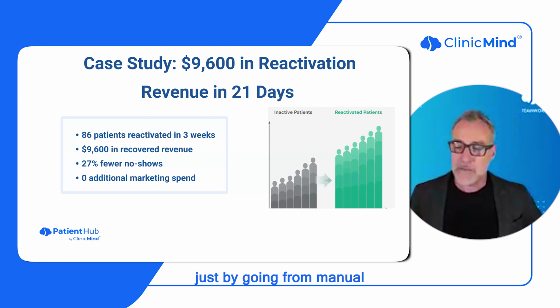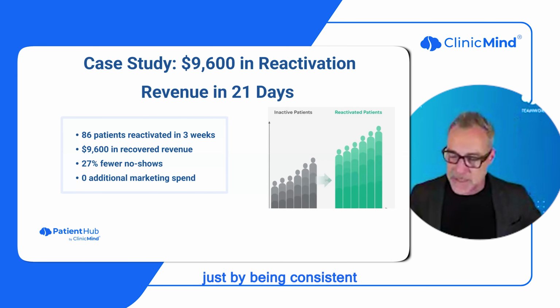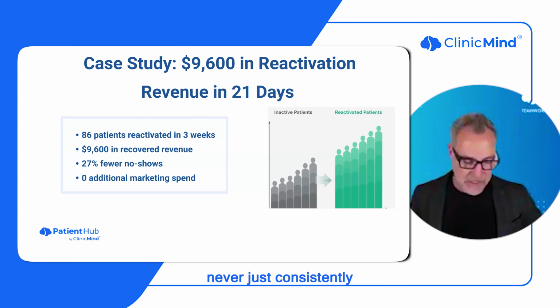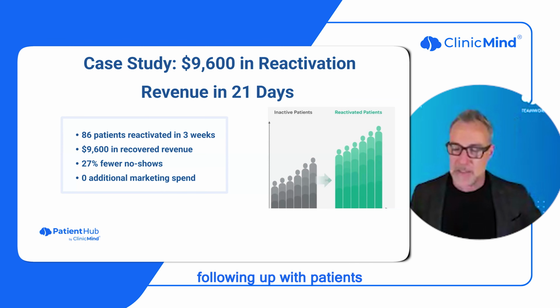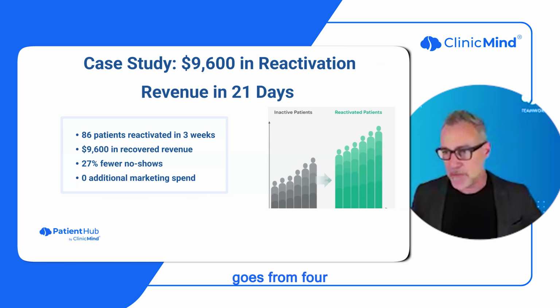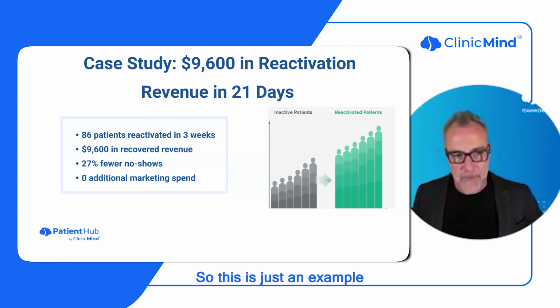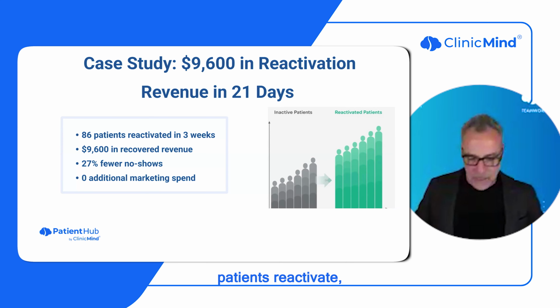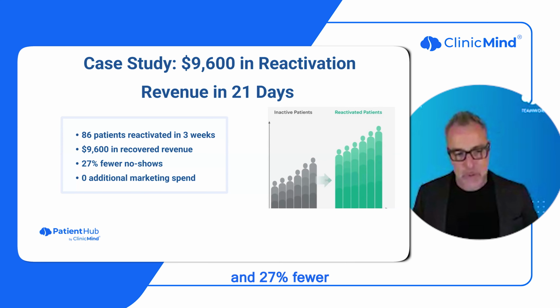Just by going from manual to automated, just by being consistent and never missing a follow-up, just consistently following up with patients in an automated way, your return on your investment goes from 4 to 10 to 20%. It's a massive, massive difference. So this is just an example of one new practice that had 86 patients reactivate and 27% fewer.